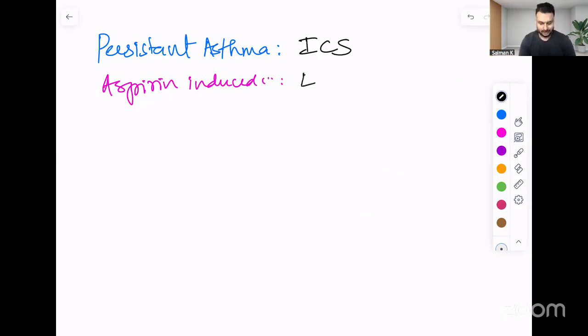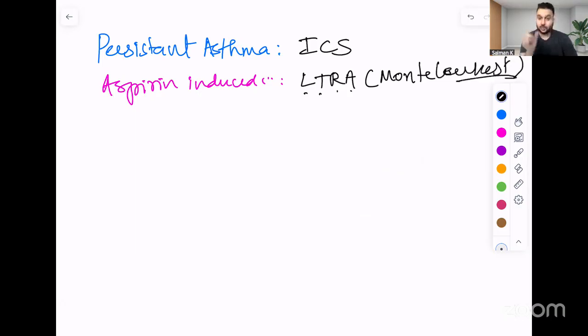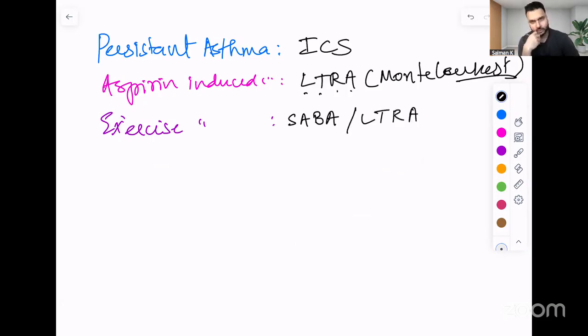The drugs called LTRA, leukotriene receptor antagonist, called montelukast, etc. You can give the lukast drugs. Lukasts are what? Leukotriene receptor antagonists. This is for aspirin induced. Next, if you talk about exercise induced asthma, then we can give two things here. Either you can give SABA before exercise, short acting, as long as you need to exercise, 2-3 hours, you can have this. Or you can go for LTRA also. Leukotriene receptor blockers can also be used.